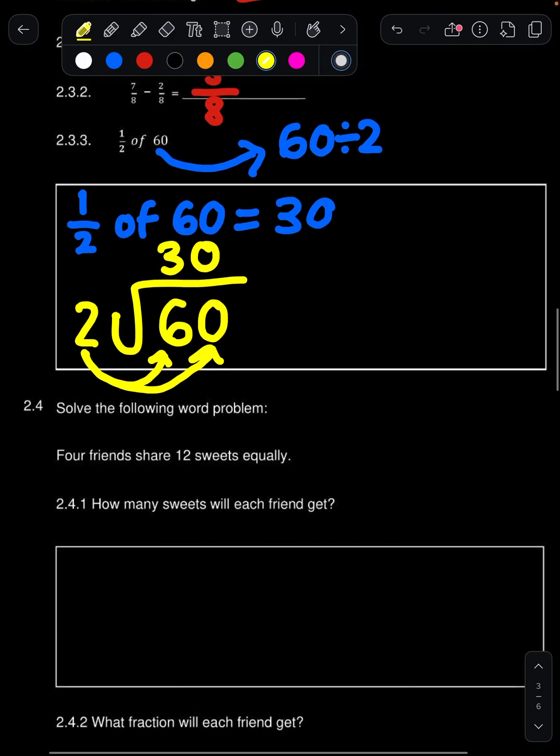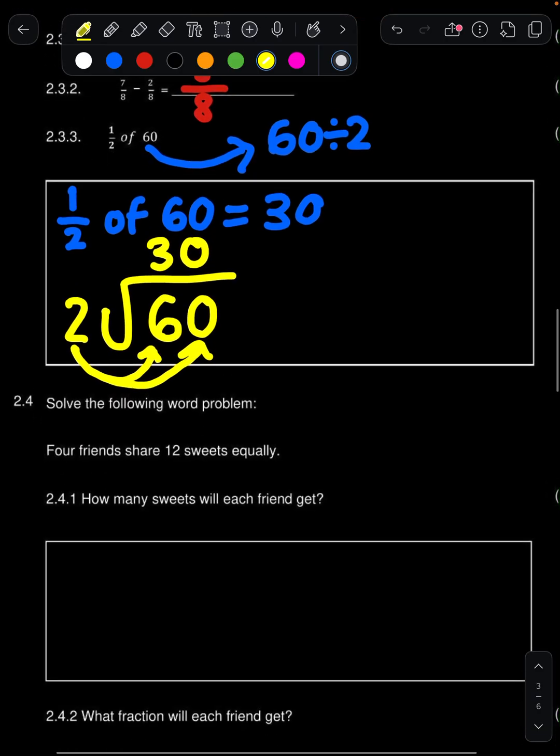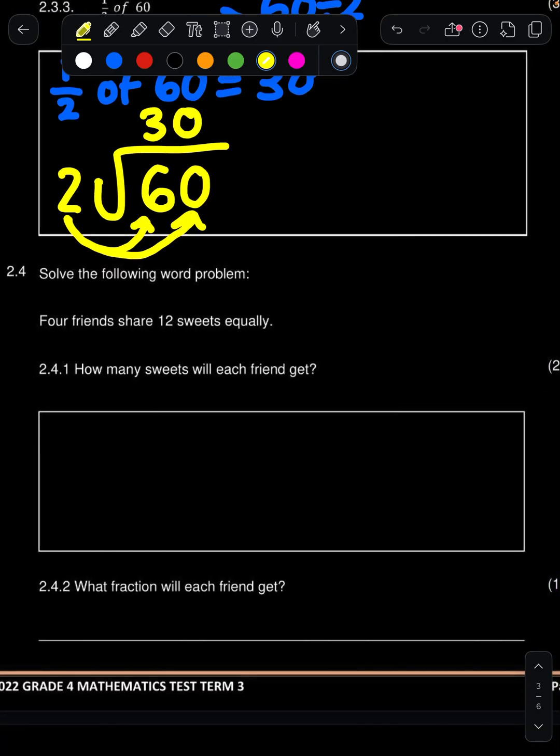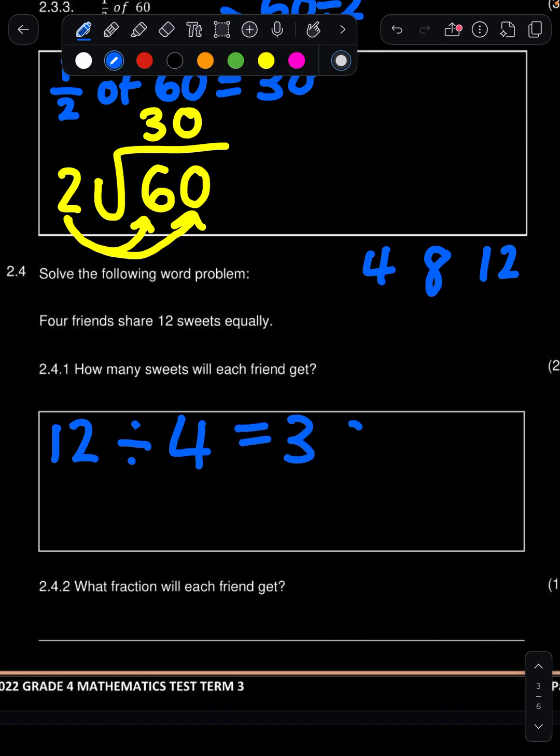Then 2.4. Solve the following word problem. 4 friends share 12 sweets equally. How many sweets will each friend get? So essentially we have 12 sweets. We divide it between 4 friends. So 12 divided by 4. You can just count, so that is 4, 8, 12. That is 3 times. So each friend will get 3 sweets.